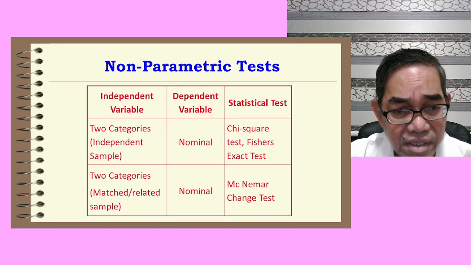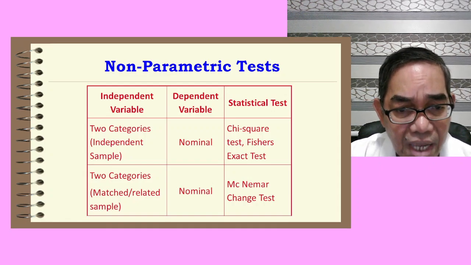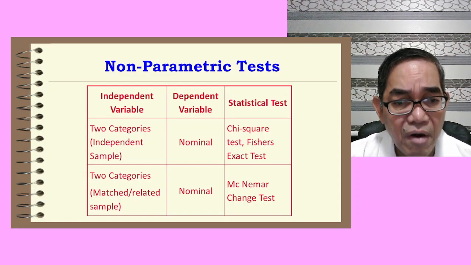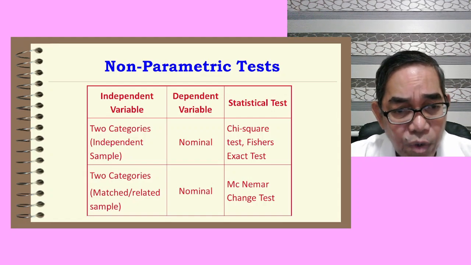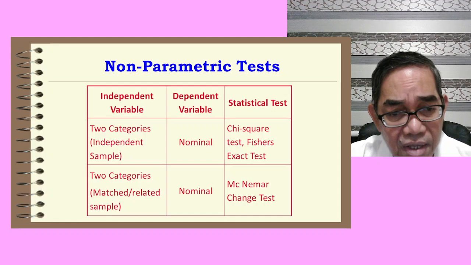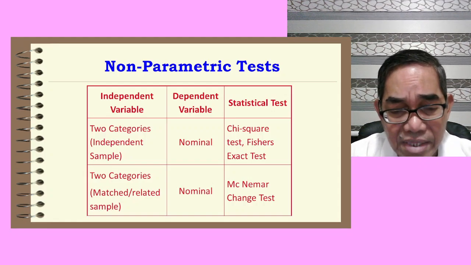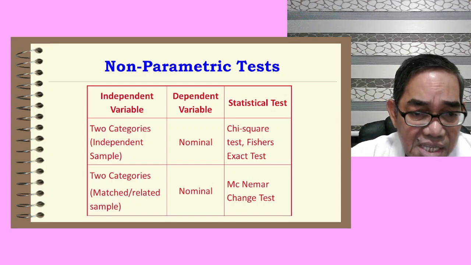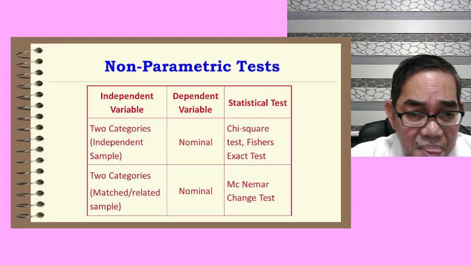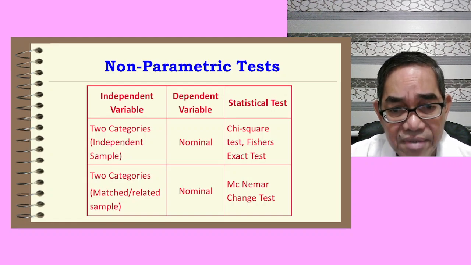So we also have two categories that are matched, meaning, very much like the paired t-test, we are talking of the same sets of participants. When we are talking of matched or related, we are talking of the same sets of participants. When you say independent sample, just like an independent t-test, the two categories are independent of each other. Okay, so first, we have two categories, independent, and the dependent variable is nominal. So the statistical test is the chi-square test.